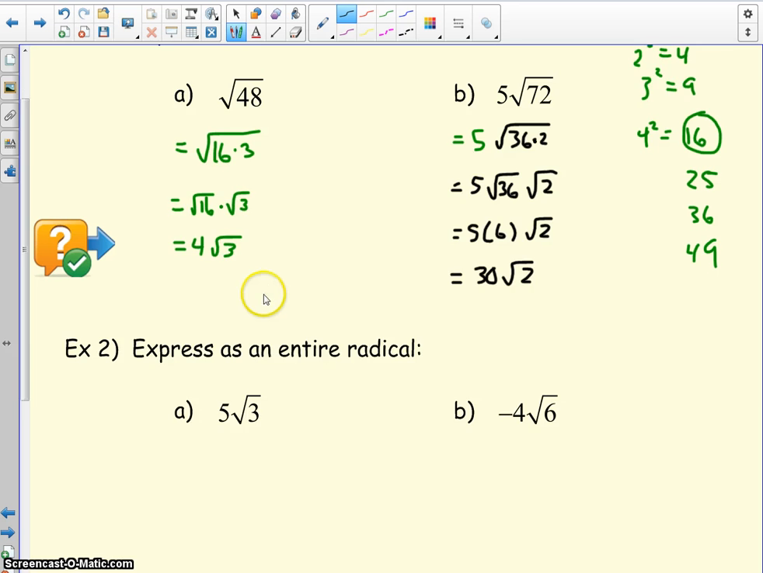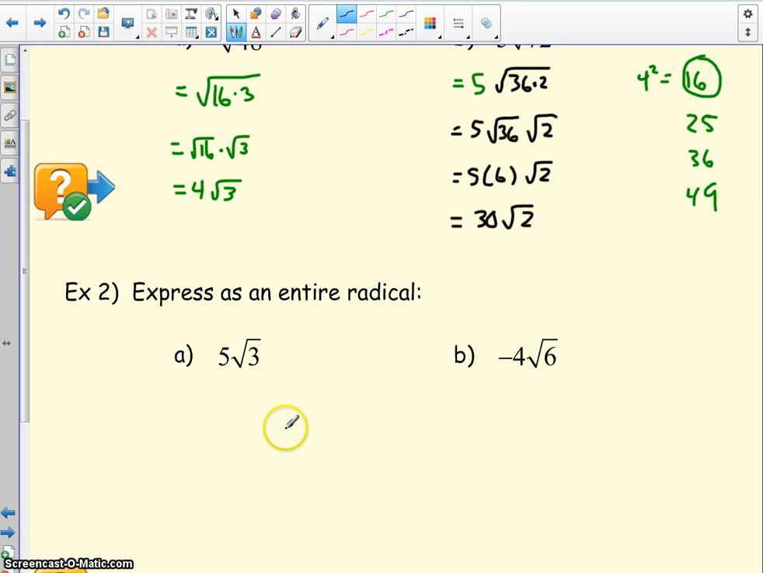Going backwards, I want to put things under an entire radical. Now I want everything under the square root. I don't want any coefficients out in front. So I'm going to picture, if I could express 5 as a square root, what would it be? I.e., the square root of what is going to be equal to 5? If I go backwards, if I square 5, it's 25, so I can rewrite 5 as the square root of 25. So I have the square root of 25 times the square root of 3, which I can combine to get the square root of 75.